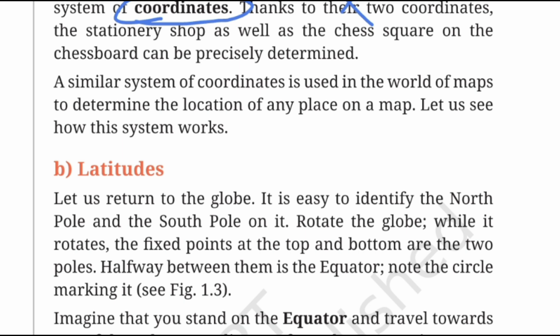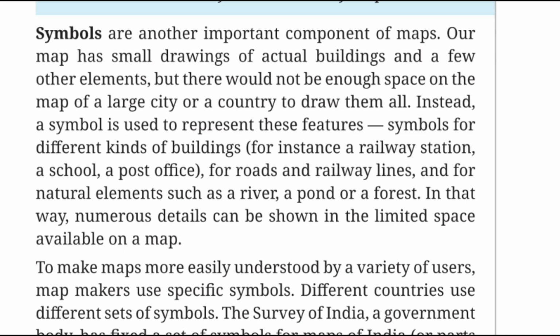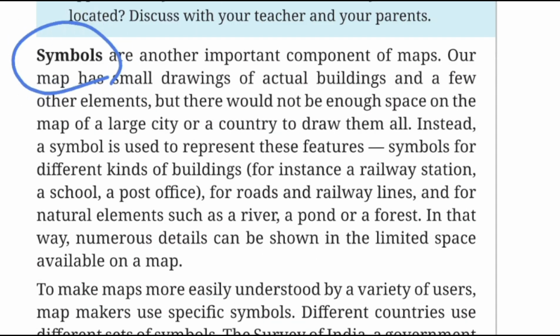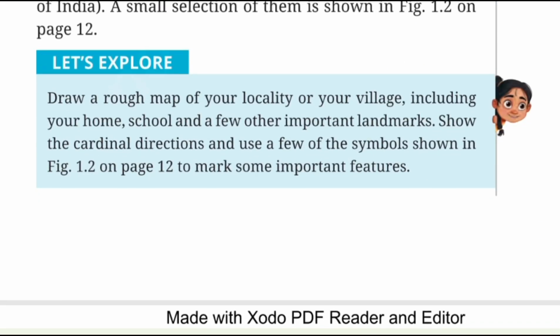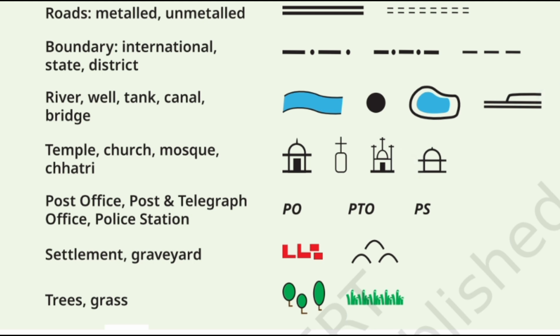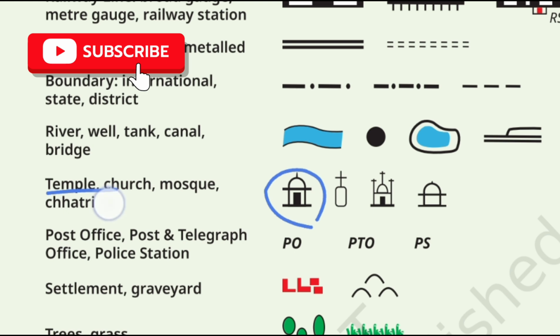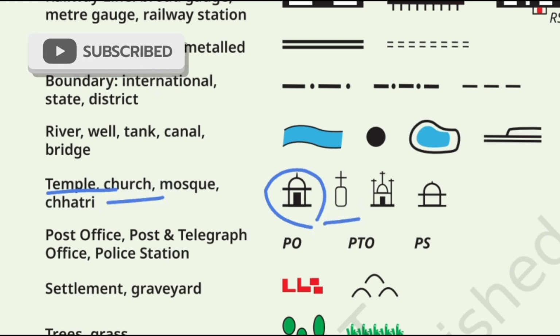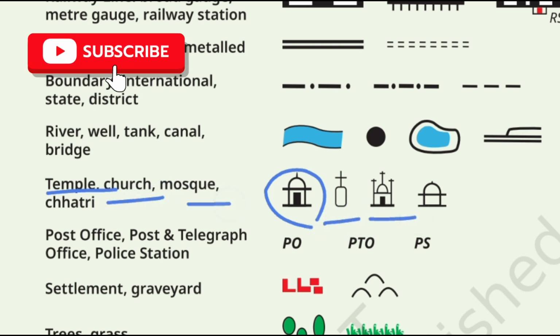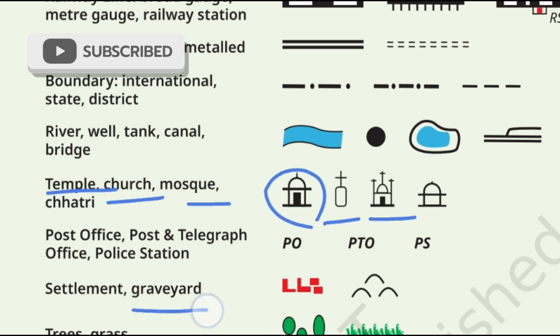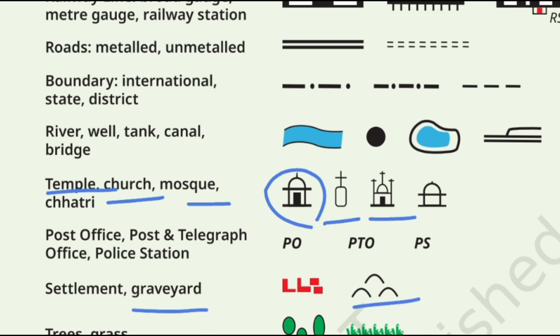So I am stopping here today. I will just summarize what we studied today. We began with a symbol. A symbol basically means a small diagram representing a huge structure. For example, different symbols are given in the text itself. Temple is represented by this one, then a church is represented by this one, a mosque is this one, a graveyard is this one, and a metal road is this one.